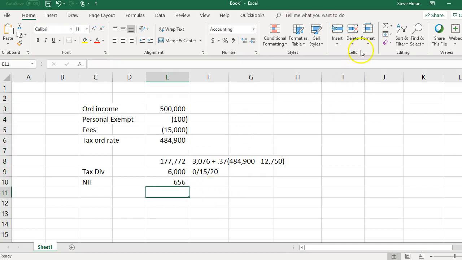So my tax then is the sum of those last three numbers, 184,428, if I round it. Okay, so that's the total tax. That would be the answer to the question right there.